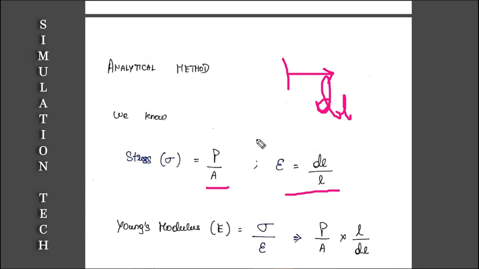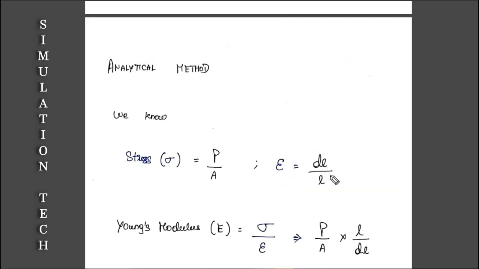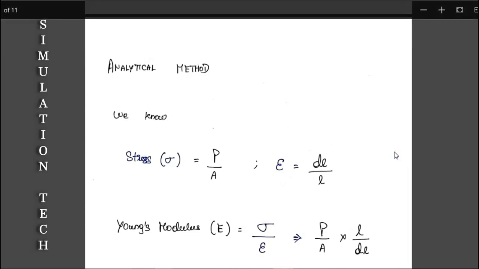I need dL, and due to the force P, how much stress is formed. So I need the stress value as well as the change in length value. This is what I need to find, right? We know stress is P by A and strain is dL by L. We have the data of P, A and L, but we don't know dL. Let's see how to solve this problem.